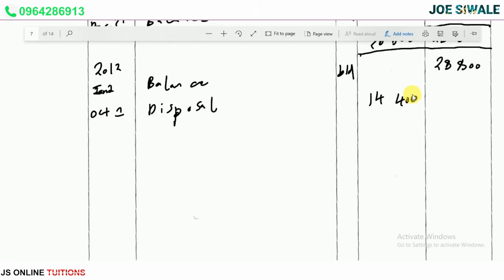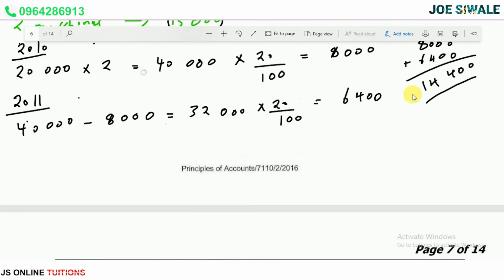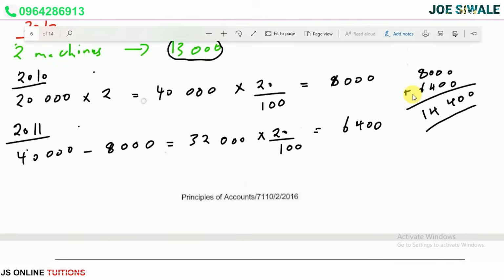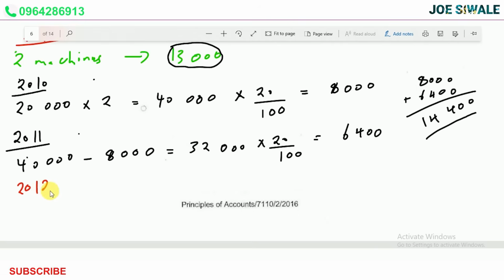Then let us calculate depreciation of the remaining two machines in the business. Since we sold two machines, that means that we are remaining with two in the business, and we need to calculate depreciation for them in the year 2012. So we have our 2012 there. So we need to calculate depreciation for the other remaining two machines.